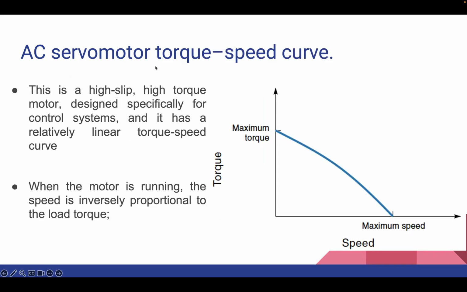Now here is the AC servo motor torque speed curve. This is a high slip, high torque motor, designed typically for control systems, and it has a relatively linear torque speed curve. As you can see, the maximum torque occurs when the speed is 0, and when the motor is running, the speed is inversely proportional to the load torque. We can put it another way: the lighter the load, the faster the motor runs. And this is very similar to the way a DC motor behaves.